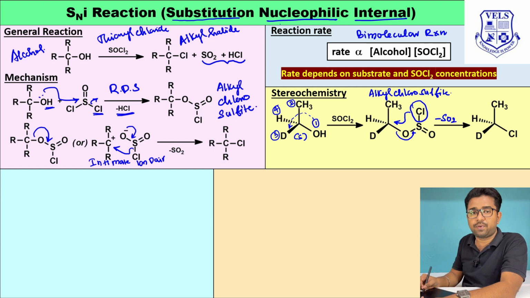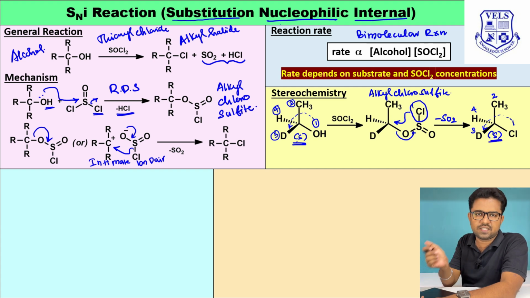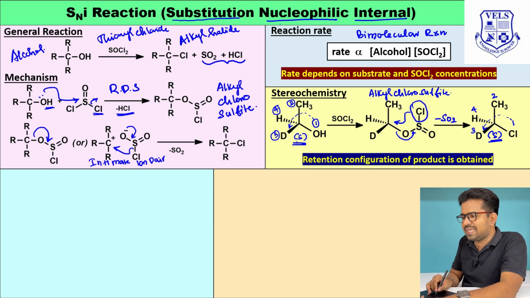Now let us discuss the product configuration. The chloride gets first priority, methyl gets second priority, deuterium gets third priority, and the fourth priority is given to the hydrogen atom. That means 1, 2, 3 groups are arranged in anti-clockwise direction, so the configuration is S. The reactant configuration is S and the product configuration is also S. That means the same configuration is retained. That is called retention of configuration. So in SNi reaction, a retention of configuration product is always obtained.